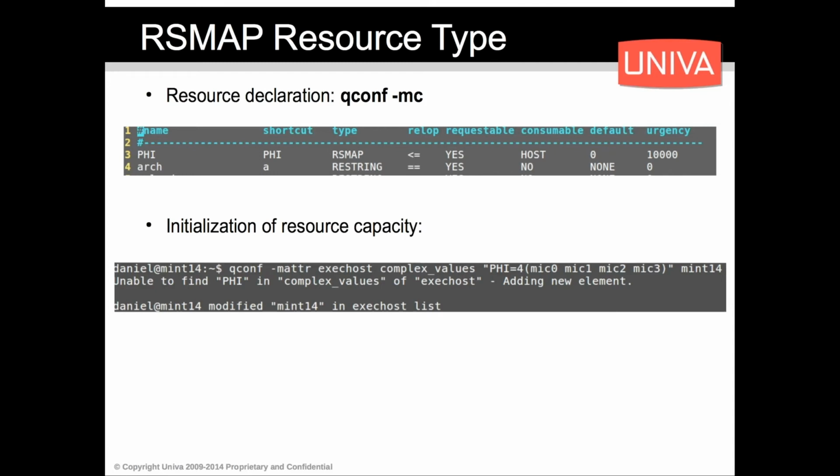You can do that also interactively by calling qconf -me and then the host name, and then adding the complex values field or modifying the complex values field in the way it is shown here. Of course, you can translate this example also to GPUs.